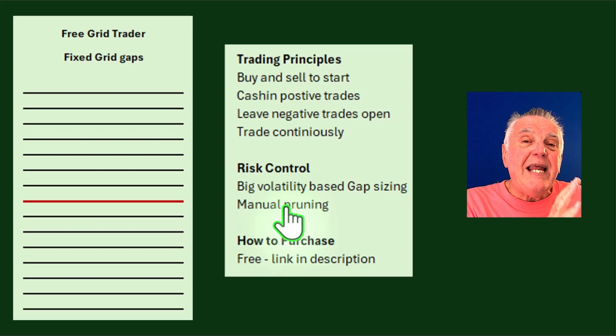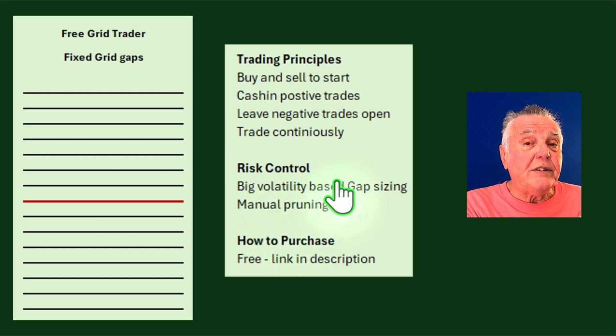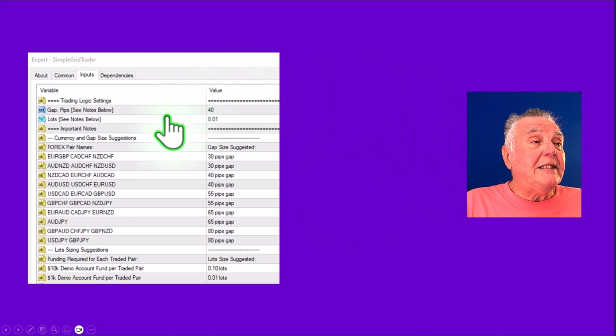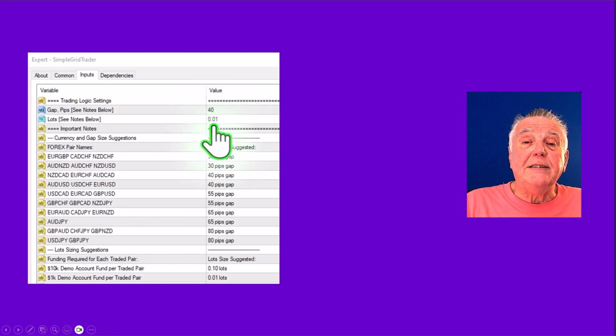So I hope you understand how the basic grid works. And here's an example of the free grid trader. All you need to tell it is what kind of grid size you want and what kind of lot sizing you need.